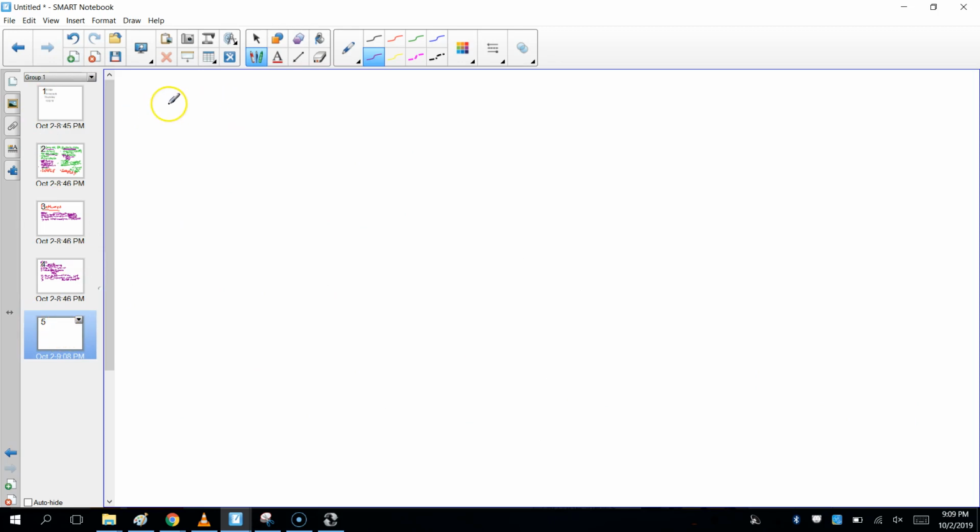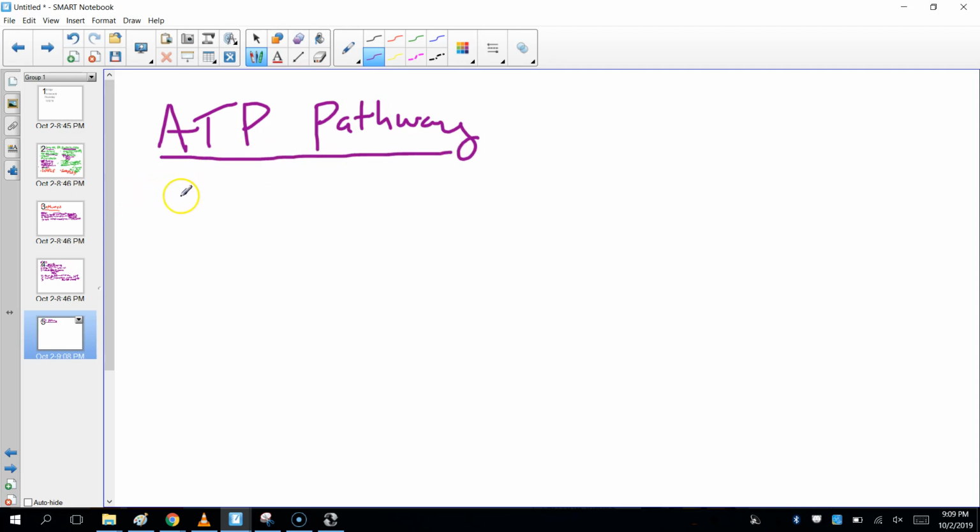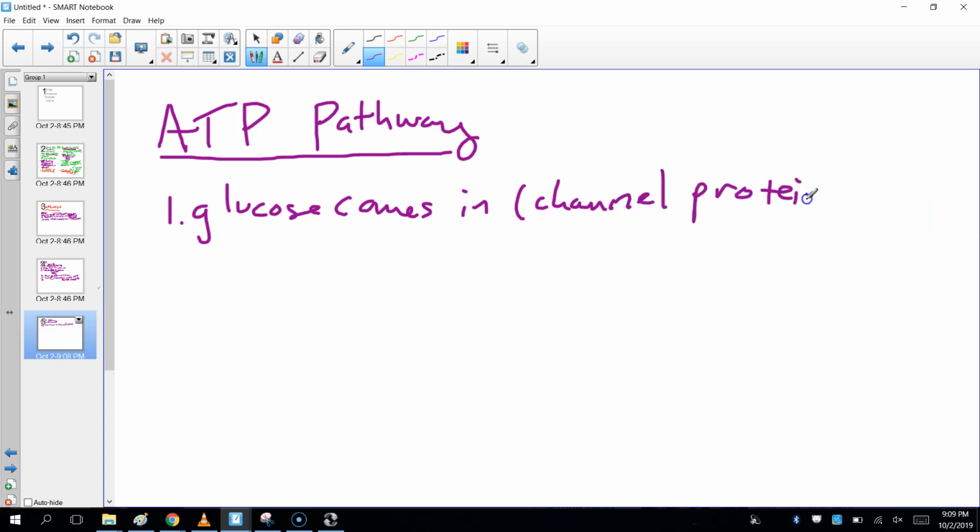Oh, the ATP pathway is the one that we need to do next. The ATP pathway. And it'll be our last pathway. Okay, the ATP, remember ATP is the energy currency of the cell. First thing that happens is glucose comes in to the cell through the cell membrane. It actually has to go through a channel protein to get in because glucose is pretty large, so it needs to get through that channel protein to get in.